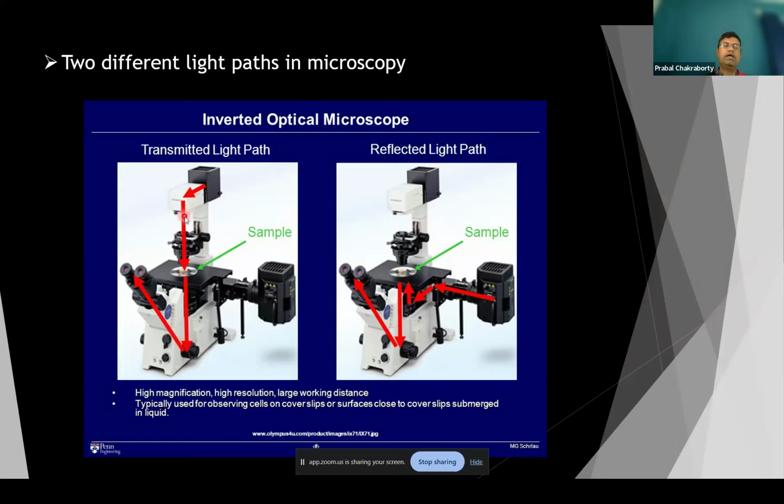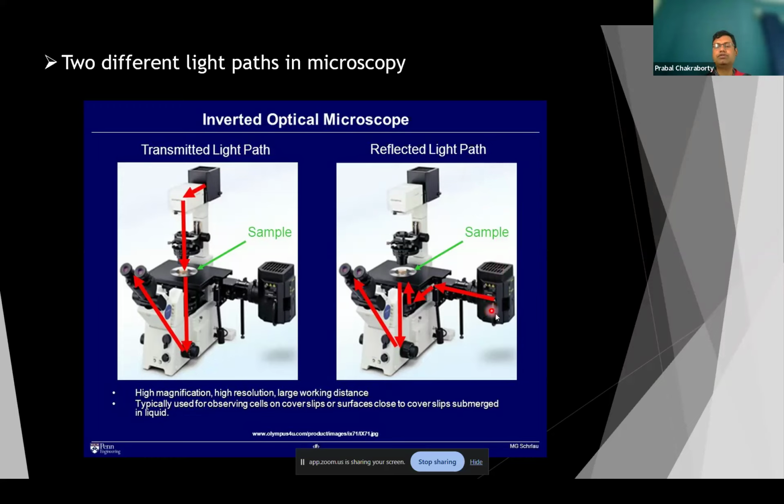So here, this is a sample which is placed on the stage, and the light is passing through your sample. So that is called the transmitted light path or diascopic light path. And on the right side, you can see there is a reflected light path that is mainly used for fluorescence observation. So the transmitted light path is normally used for bright field observation, though there are also variations. But the reflected light path is mainly used for a fluorescence light source.